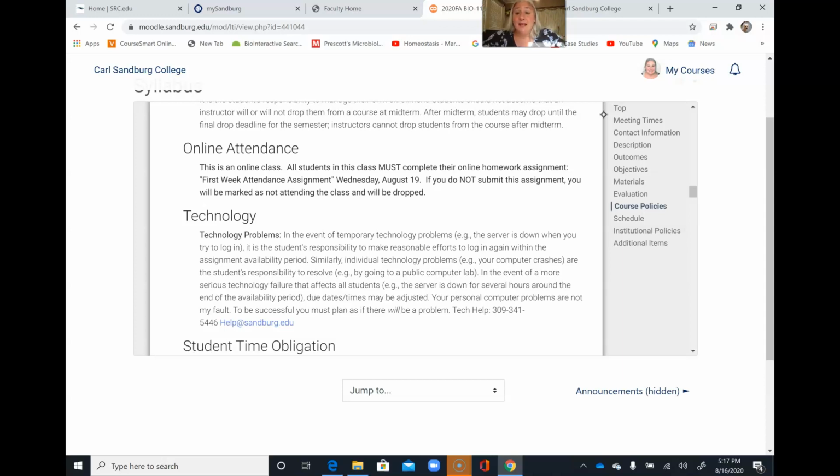If you have not done any of the work before then I have to assume that you are not attending class, and then you will get dropped. So make sure that you do this assignment. It's super simple. Tell me about yourself. I give you all the information. It's legit the easiest assignment you're going to have in this class.